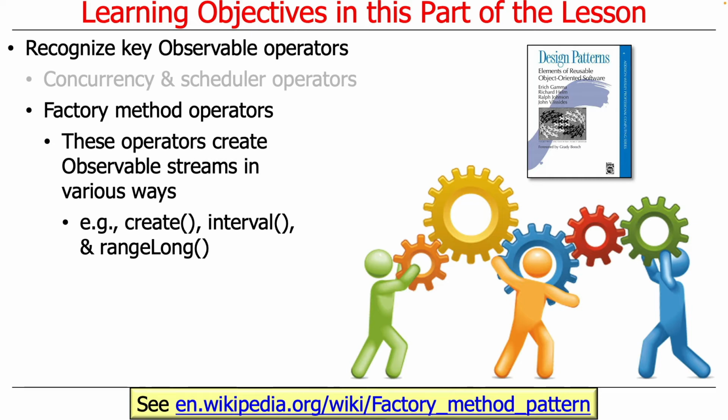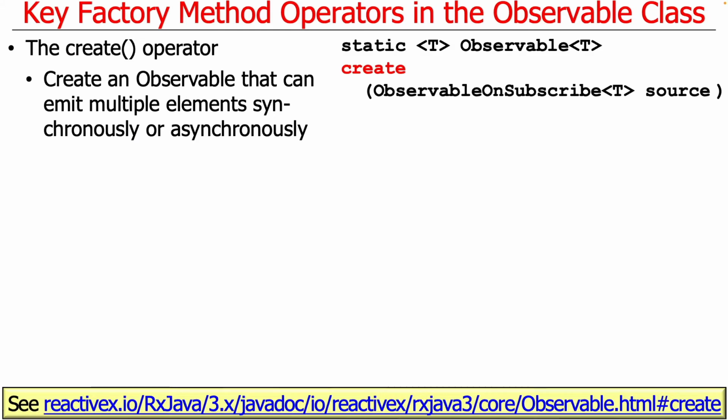These factory method operators create observable streams in various ways, and they go above and beyond what we've seen earlier with things like just, from callable, from iterable, from array. And the three factory method operators we're going to look at now are called create, interval, and rangeLong.